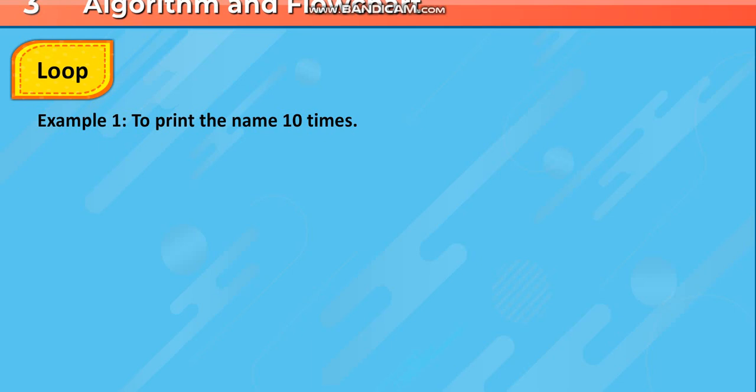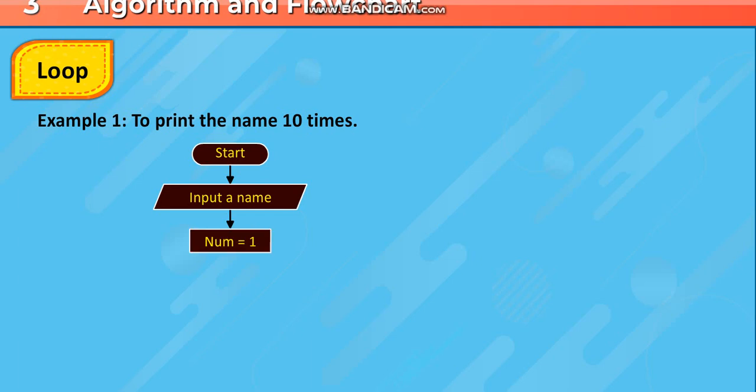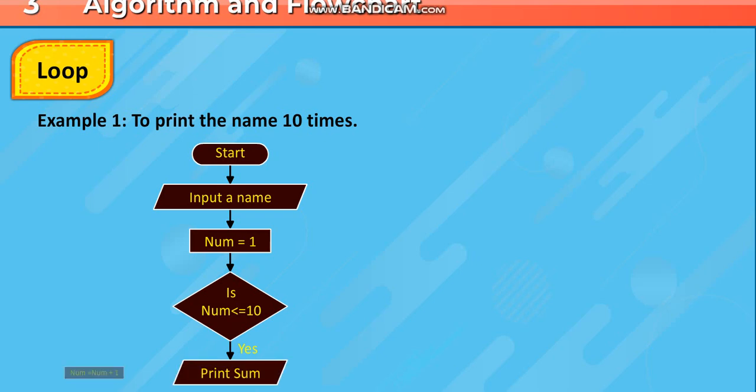Example 1. To print the name 10 times. Start. Input a name. Num is equal to 1. Is num less than or equal to 10? If yes, print name, num is equal to num plus 1. If no, stop.